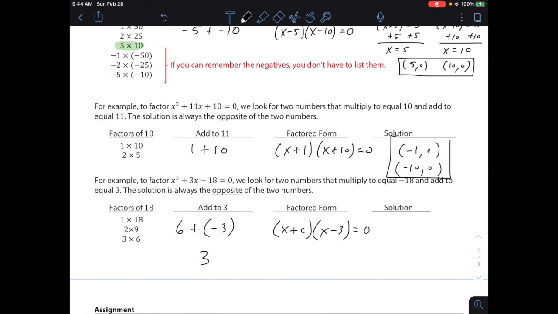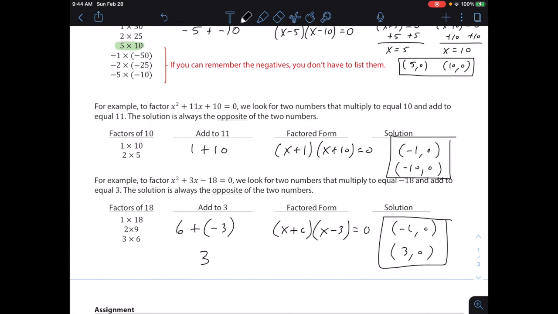And so then just to do the same thing that we just did, instead of going through the work of setting up the little equations, we can just say, hey, it's a positive 6 and a negative 3. So it's going to be a negative 6 and a positive 3. So we have negative 6, 0 and 3, 0.